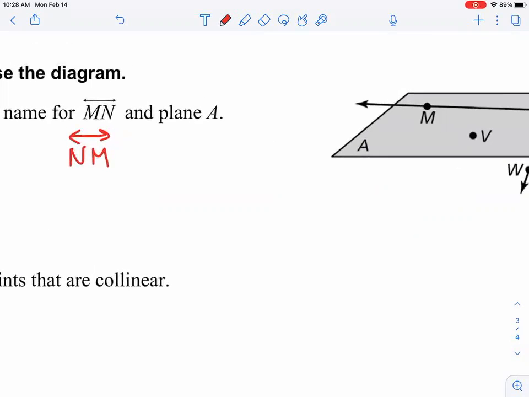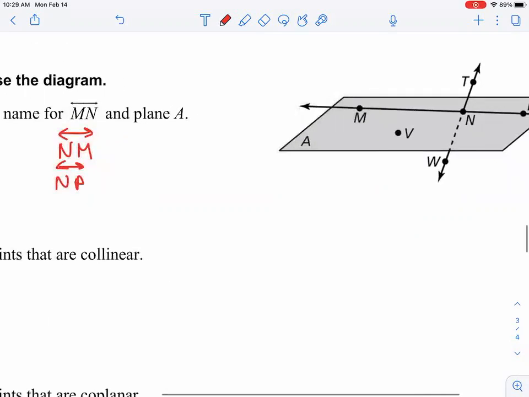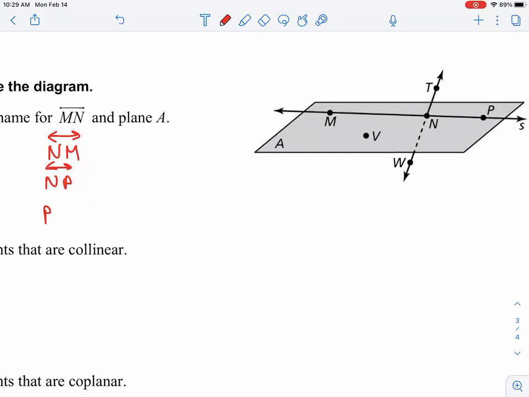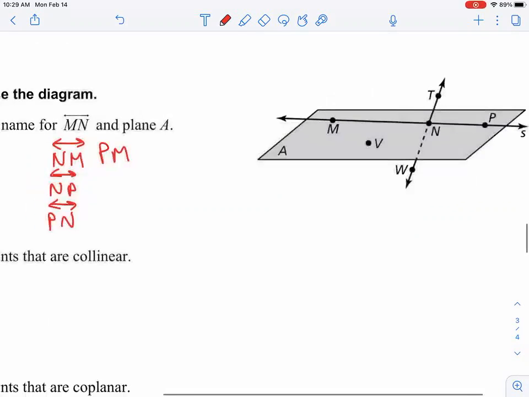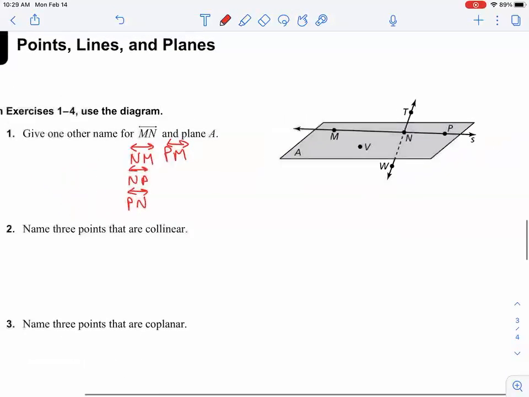You don't have to write all these down, guys. I'm just gonna give you some other ones. You could have said line NP. You could have said line PN. You could have said line PM. So you have all these different possibilities, and there are others as well. Okay? So those are all answers for the line.